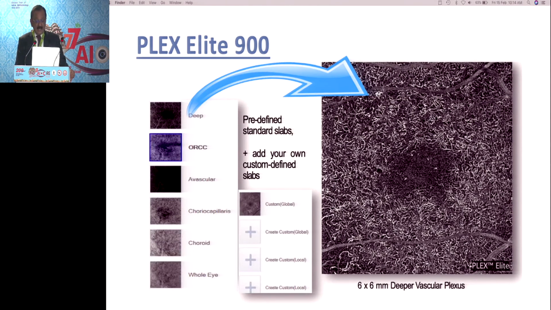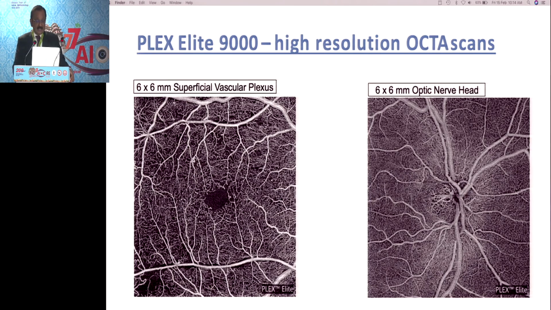With the Plex Elite, you could predefine the standard slabs, that is, at which layer you want to cut, and see how the cells are structured, either in the deep capillary plexus or in the choriocapillaris. You could make out all the differences. As you can see, the clarity of these blood vessels in the superficial capillary plexus, that's at the optic nerve head.